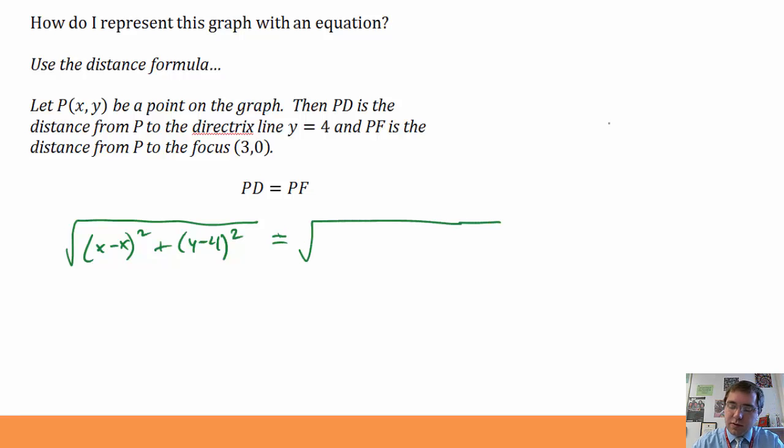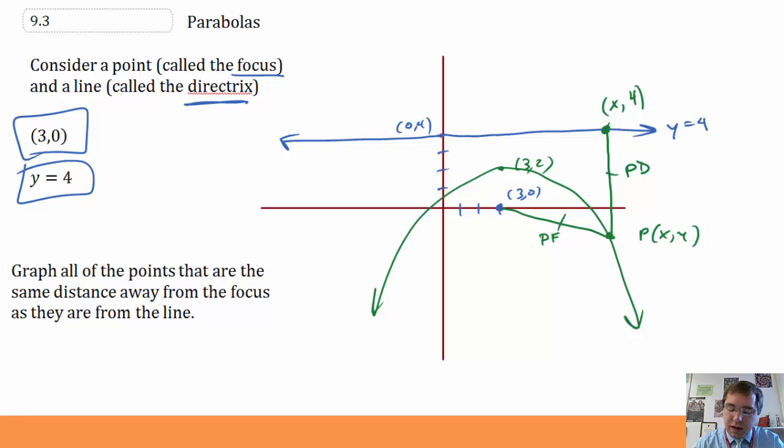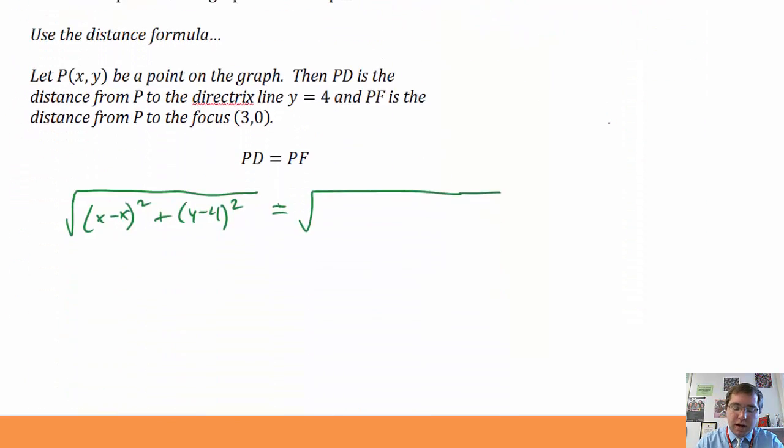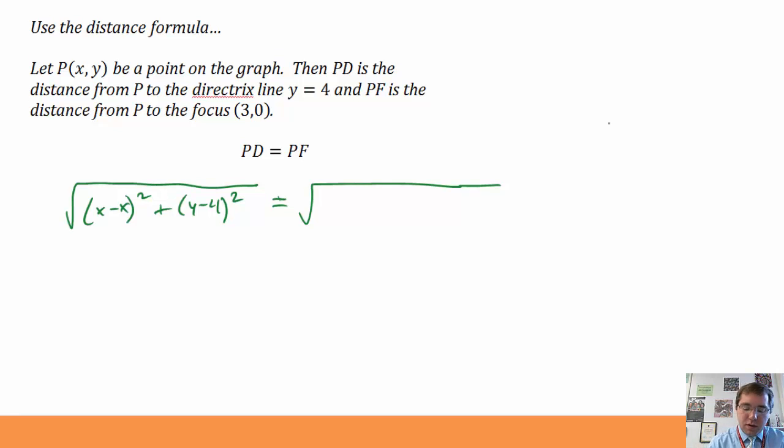PF is going to be the square root. Now, F is (3, 0), and my point is (x, y). So I'm going to have the distance from (x, y) to (3, 0). So I'll have the square root of (x minus 3) quantity squared plus (y minus 0) quantity squared. I just applied the distance formula to find PD and PF.